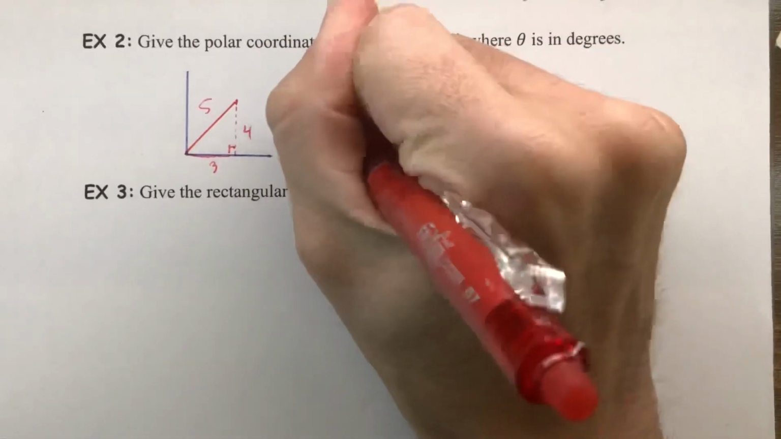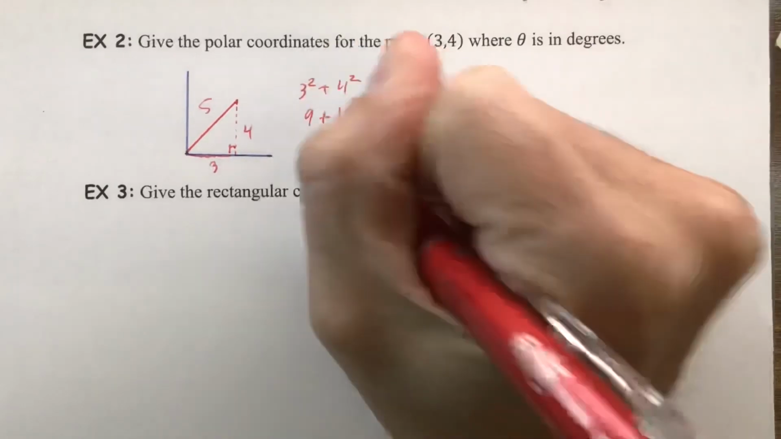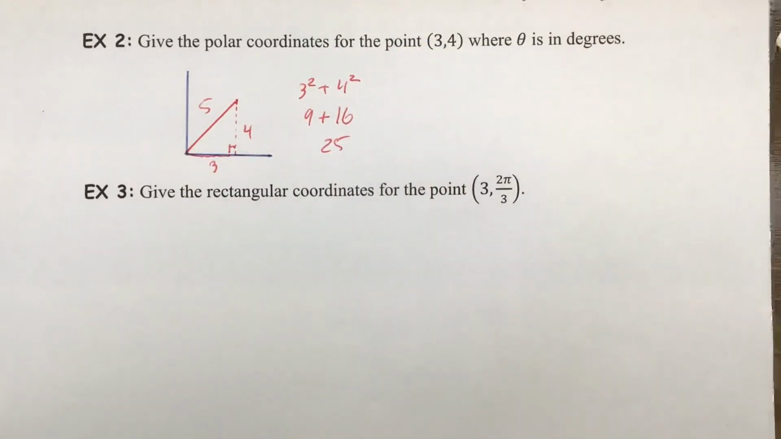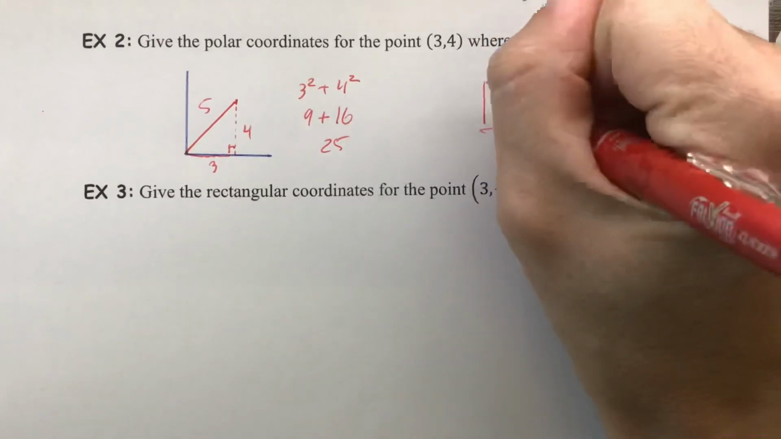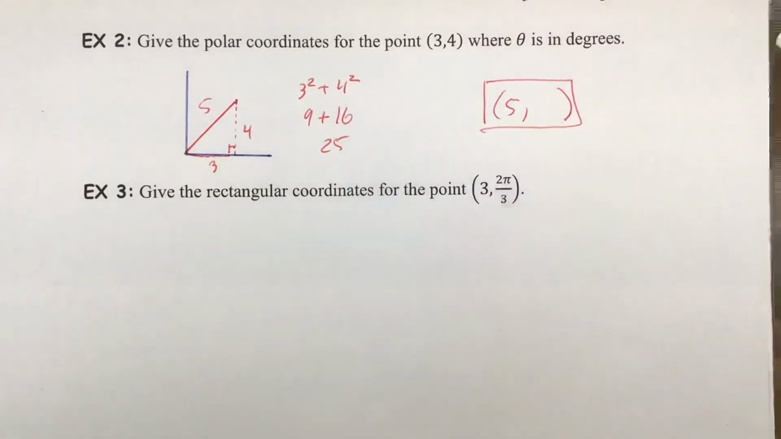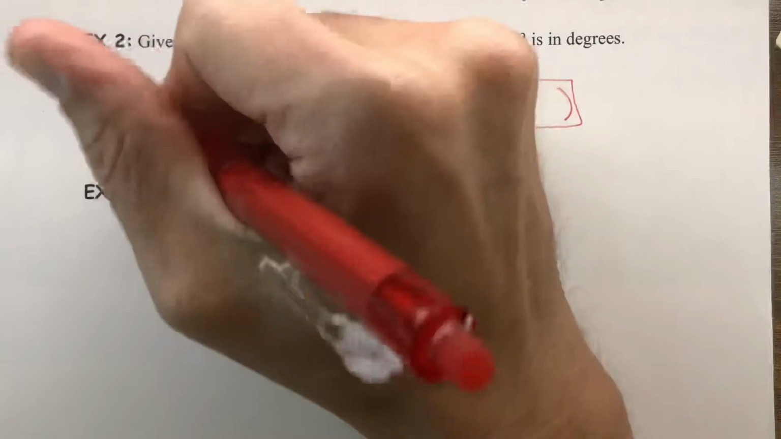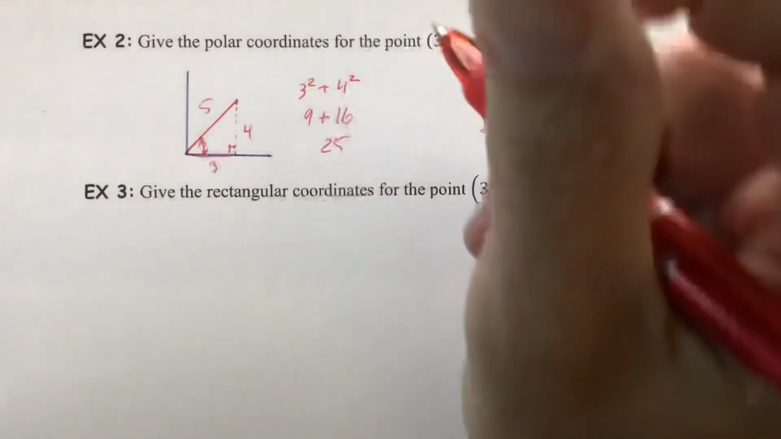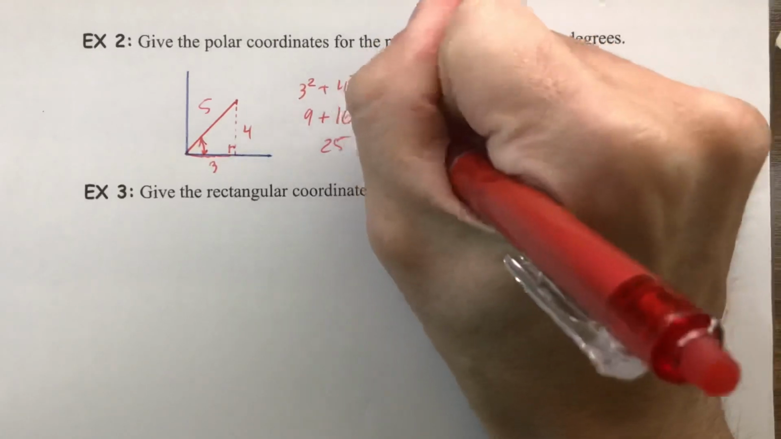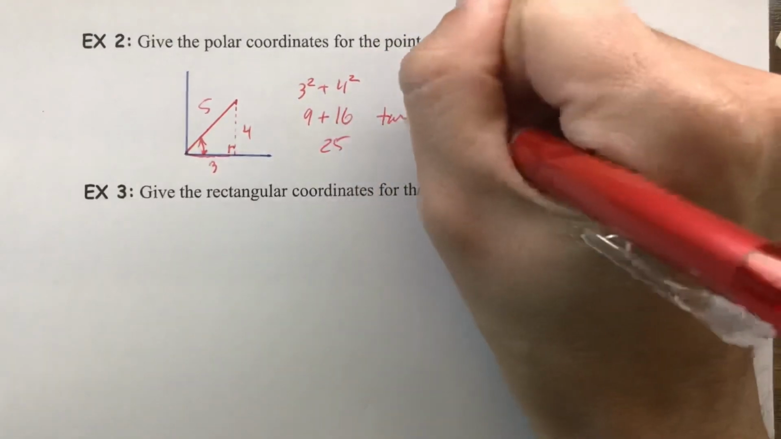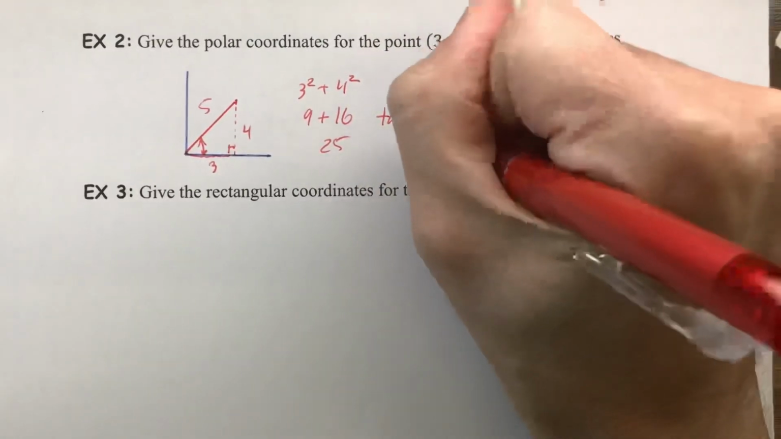You can get 9 plus 16, which would be 25, and then the square root will give you 5. Go ahead and make a little box for our answer right now. Radius is 5, we got that one. All right, and then to get the angle measurement, which would be here, what we'll do is an arctangent. We're going to take an arctangent of the opposite side, 4, divided by the adjacent, 3.